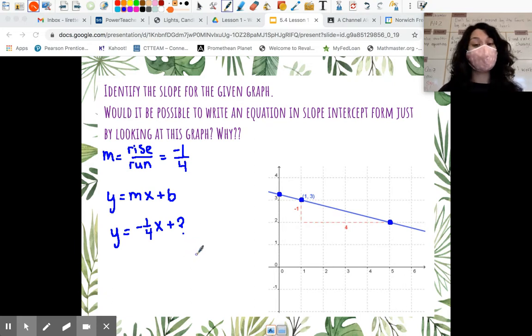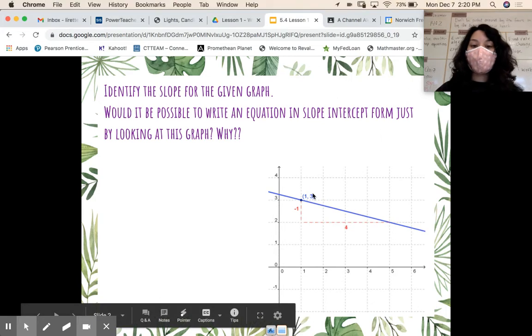Wouldn't it be nice if there was another form where I could and wouldn't have to do all that work to calculate what the b value is? And the answer is there is a way to do it, and that's the new form that we're going to be covering today. So that's where point slope comes in.